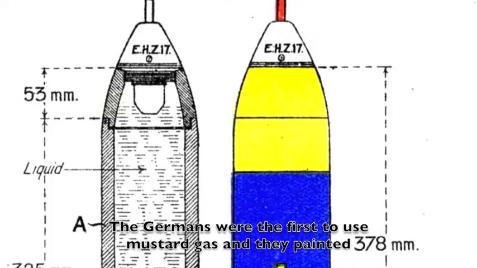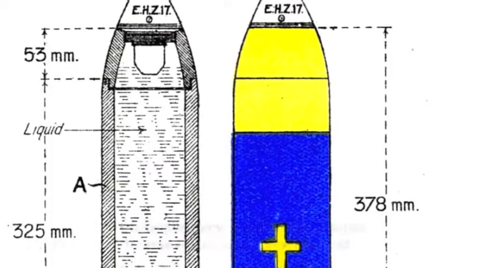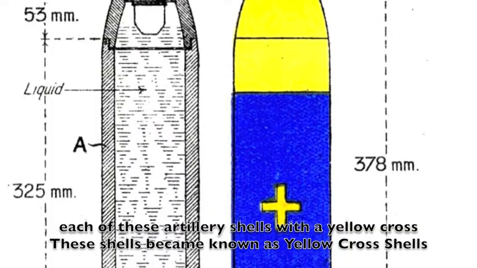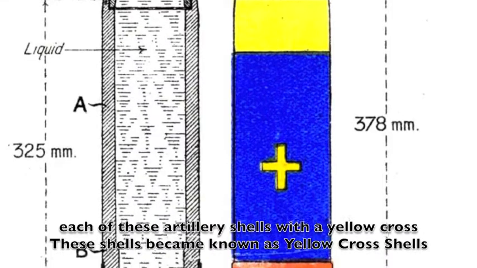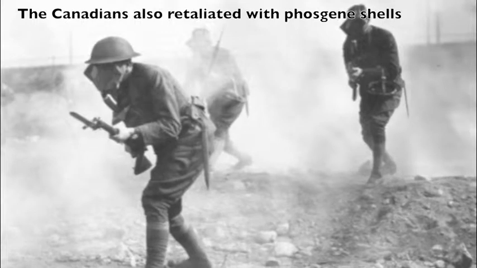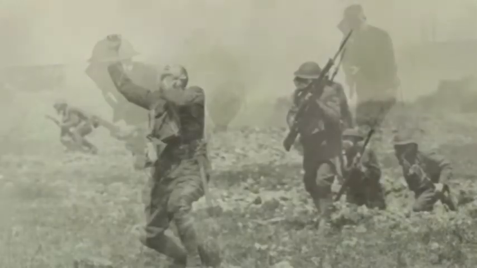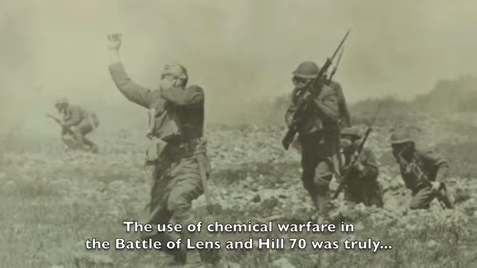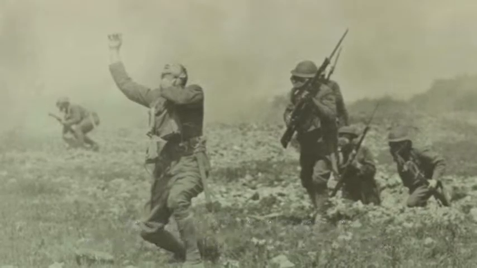The Germans were the first to use mustard gas, and they painted each of these artillery shells with a yellow cross. These shells became known as Yellow Cross shells. The Canadians also retaliated with phosgene shells. The use of chemical warfare in the Battle of Lens and Hill 70 was truly terrifying.